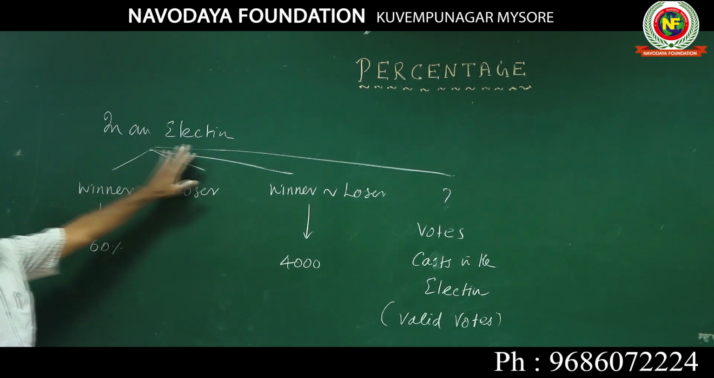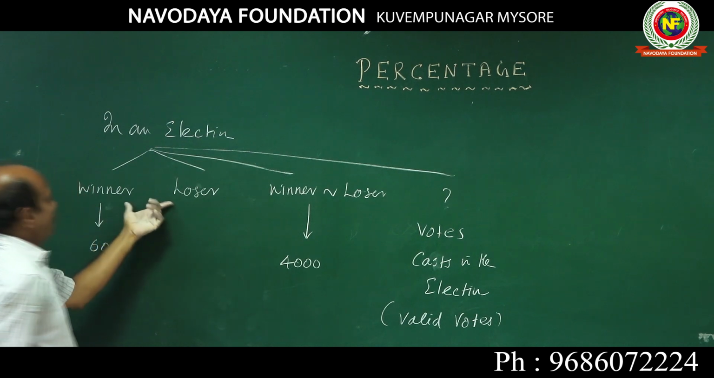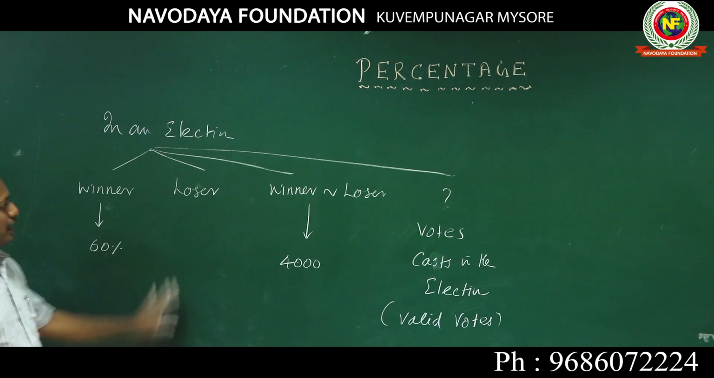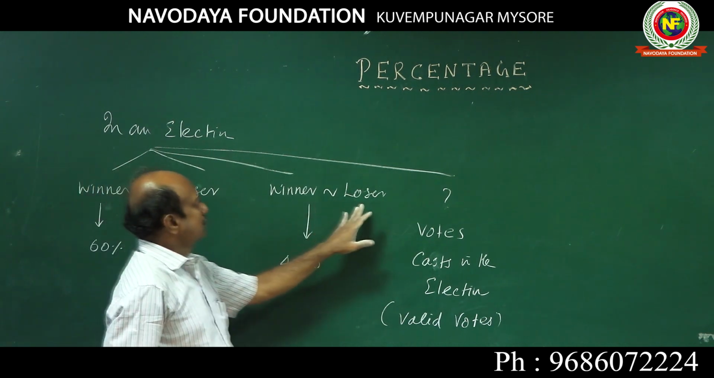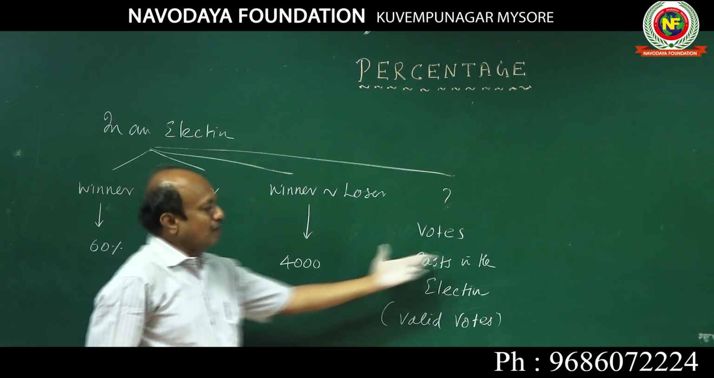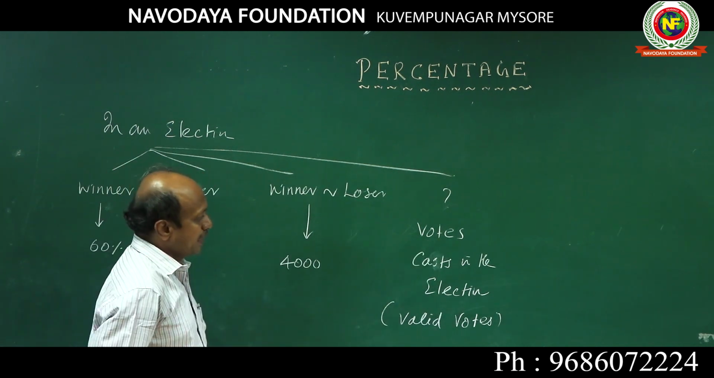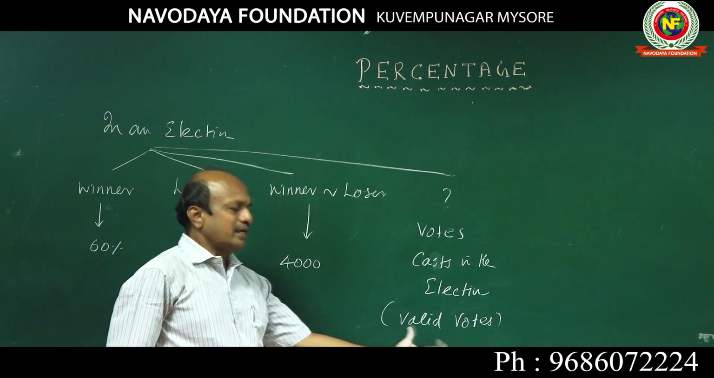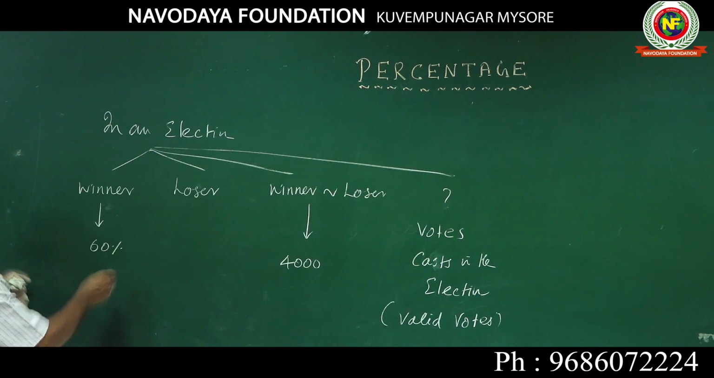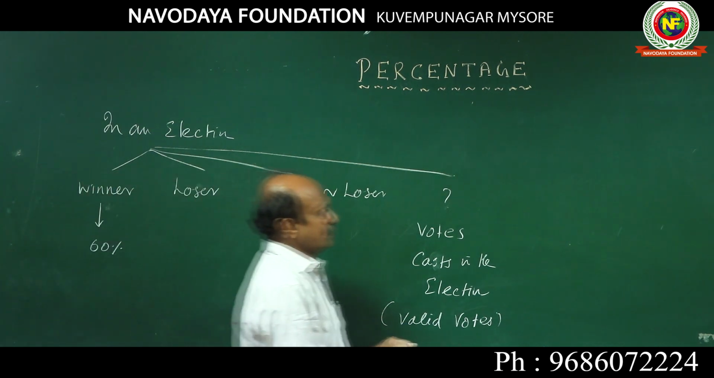Right, in an election there are only two contestants. One is the loser, another is the winner. Winner has secured 60%. Right. The difference between the winner and loser votes is 4,000. Now, what is the total number of votes cast in the election, considering all are valid votes? Right. This problem, in less than a minute, you can solve it.